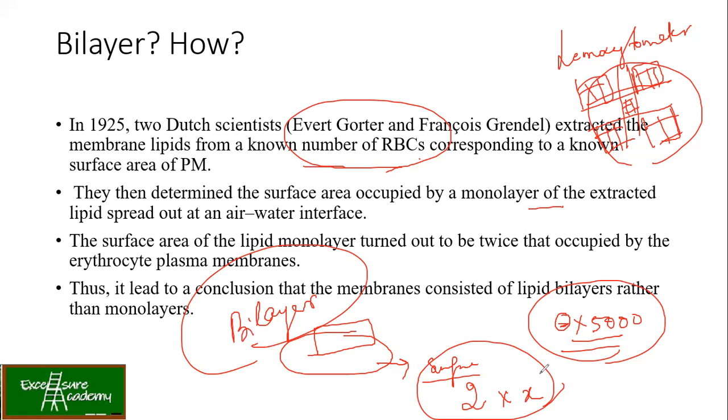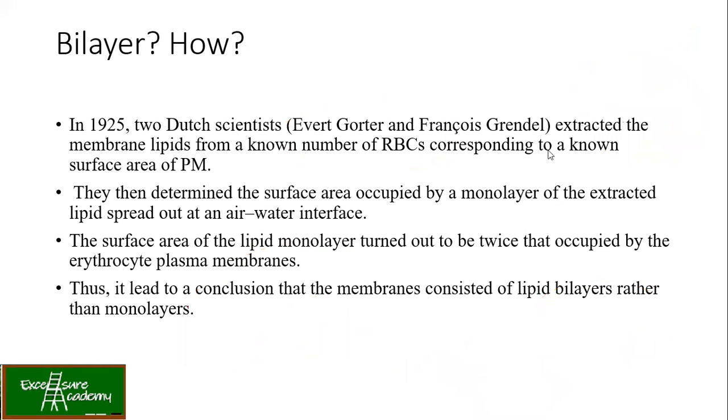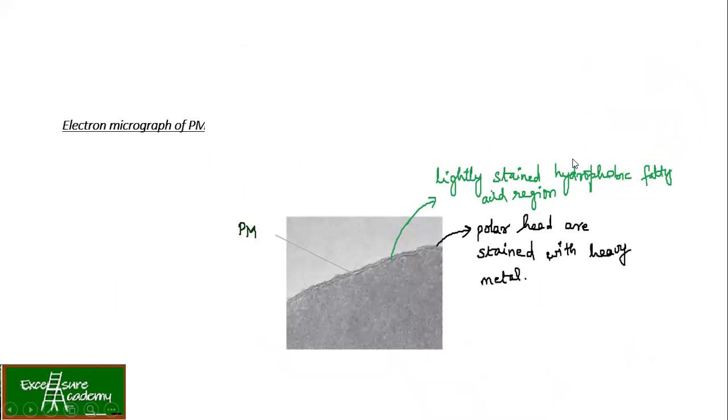अब हम जब से पढ़ते आ रहे हैं, हमें पता है that plasma membrane is bilayer, but these were the people who found out that it is a bilayer. So we always need proof, evidence.